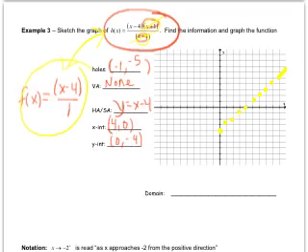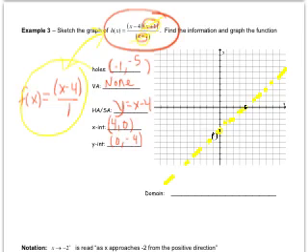And to the best of my ability, there we go. So that's my slant asymptote at x minus 4. I don't have a vertical asymptote to graph, so I'll skip that. I'm going to graph the hole at -1, -5. 1, 2, 3, 4, 5. That's my hole. 4 comma 0 and -4 comma 0.